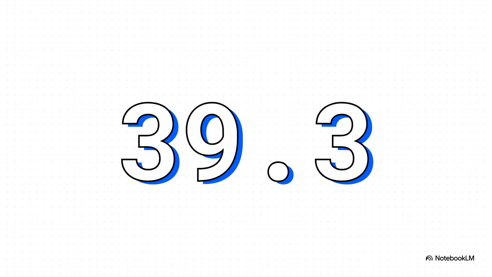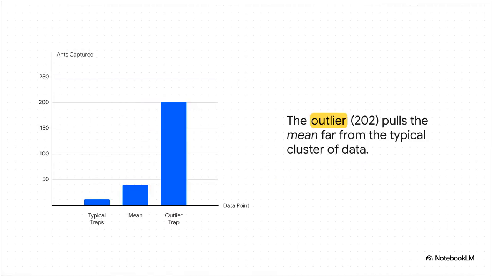But just pause for a second. Think about that. Does 39.3 really feel typical when you look at that list of numbers? 6 out of the 7 traps caught way fewer ants than that. Something's not right. This chart just shows the problem perfectly. You can see that little cluster of normal data points down at the bottom, right? And then there's that one giant skyscraper of a bar. That's our outlier. And look at where the line for the mean is.